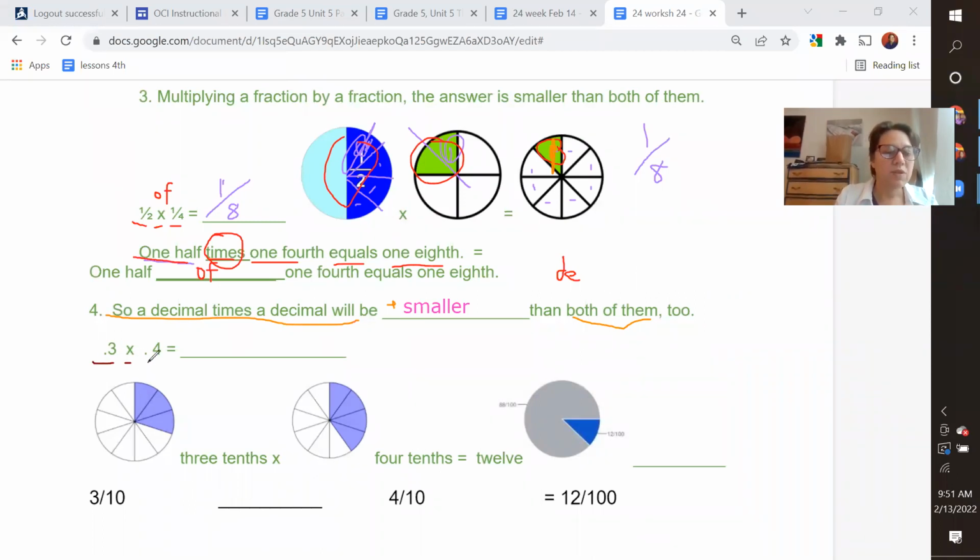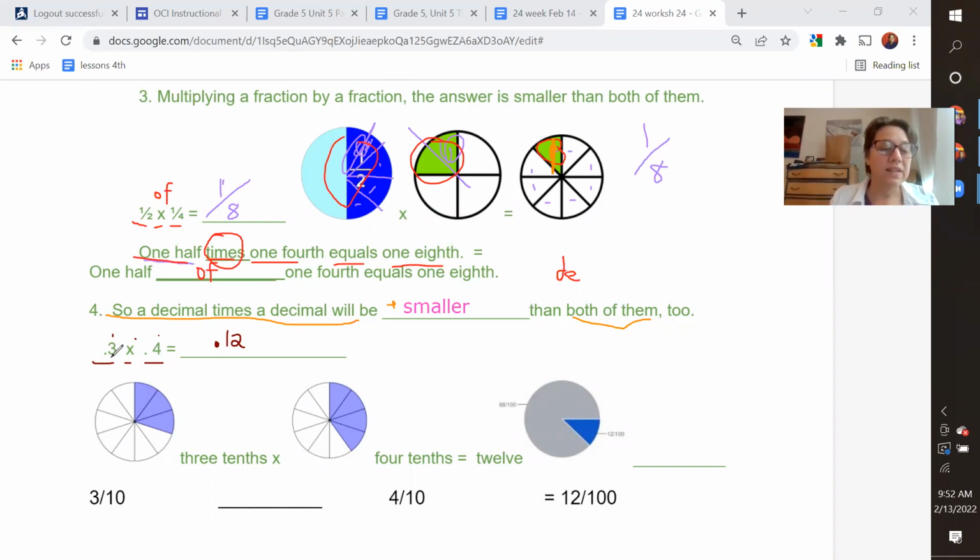0.3 times 0.4, right? It's like a fraction. So 0.3 is 3/10 times 0.4 is 4/10. So 3 times 4 is 12. So it's going to be 0.12. Now, I remember learning this when I was in 4th grade, and it stuck with me.